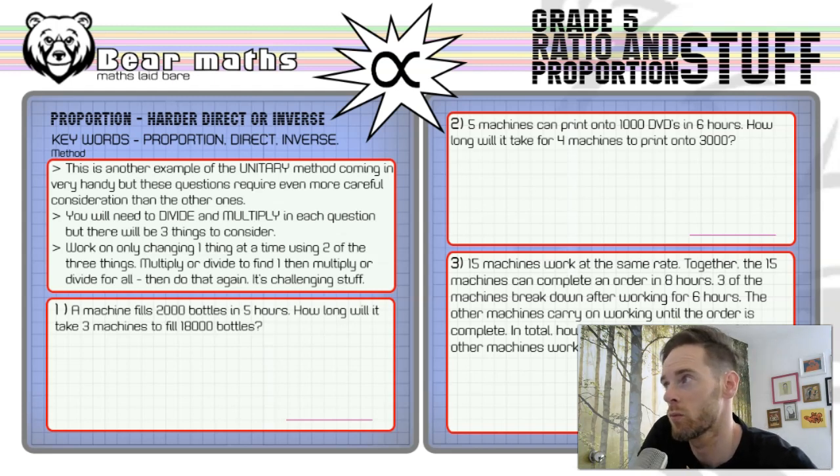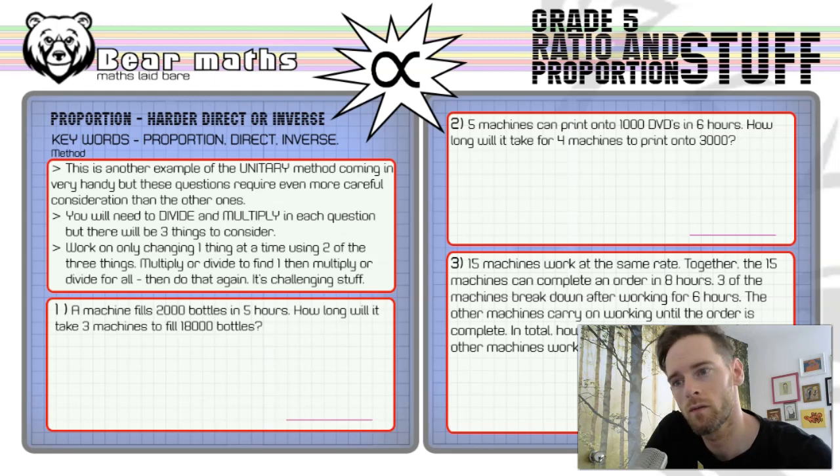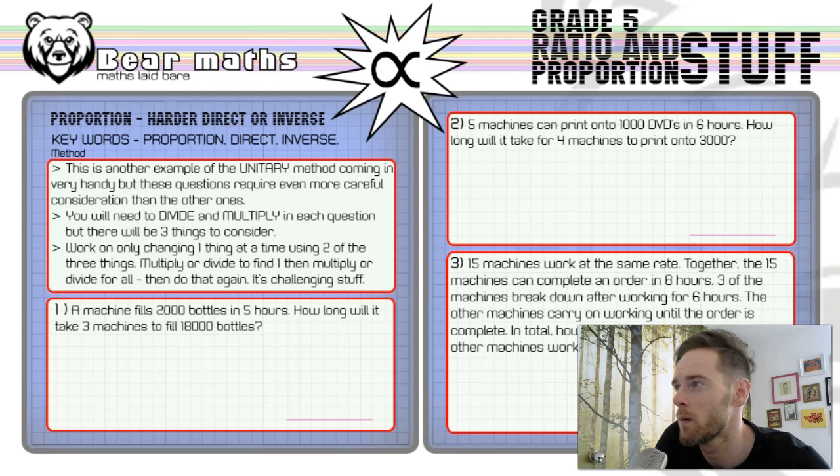This video is on proportion, and they are harder direct or inverse proportion questions. The keywords I've got for you are proportion, direct and inverse. I'll explain them in another video, but when something's directly proportional, one thing goes up, so does the other thing. And if something's inversely proportional, one thing goes up and the other thing goes down. We're comparing two things in each case.